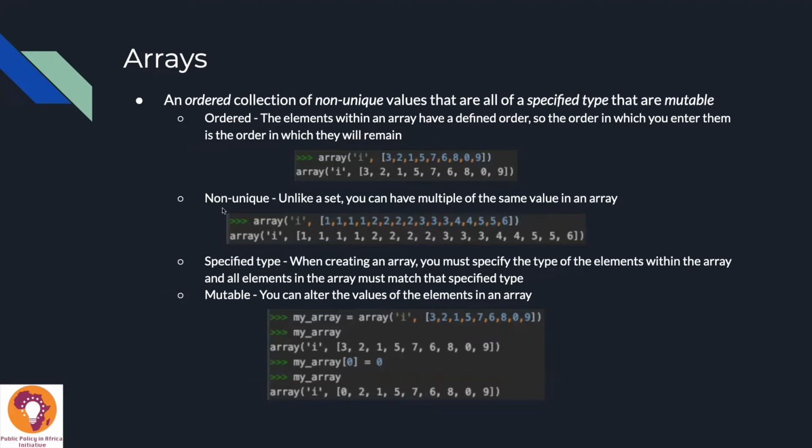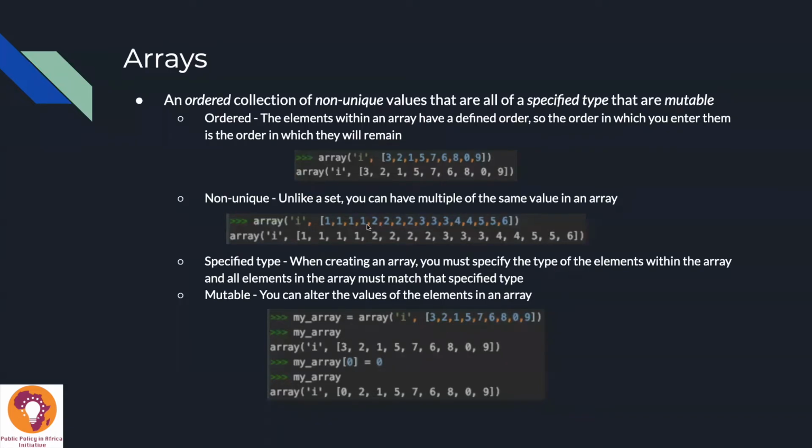Right, so they're also non-unique. Unlike a set, you can have multiple of the same values in an array. Remember with sets, when I entered values like 1, 1, 1, 2, 2, 2, 3, 3, 3, 4, 4, 4, 5, 5, 5, it basically simplified it down to just the unique values in the set, because sets can only contain unique values. But with arrays, that's not the case.